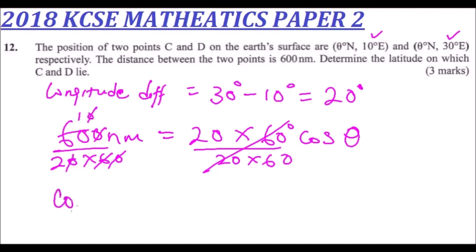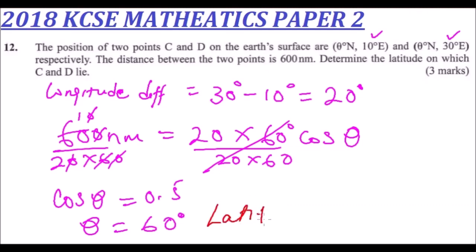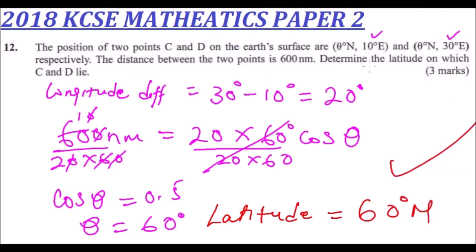So cos theta is equals to 0.5, and so if we know the cosine of theta is 0.5, then theta is equals to 60 degrees. So we can say that latitude is equals to 60 degrees to the north. That's how we work out that question.